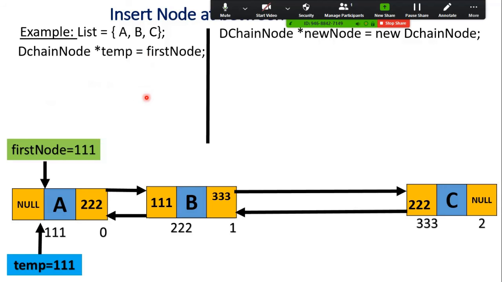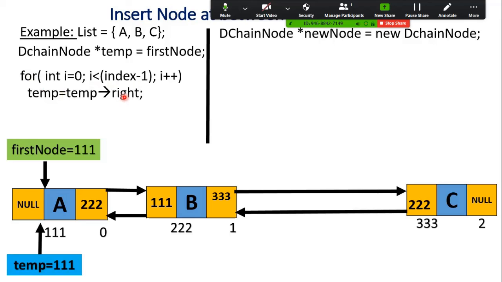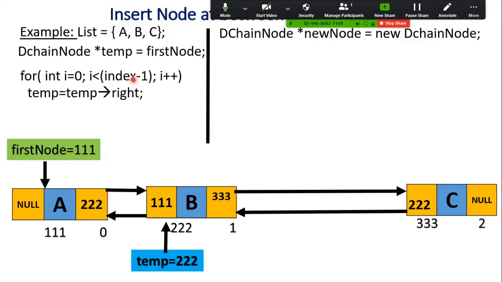So temp equals temp of right. So what is the temp of right? Now it is fixed. Now i becomes 1, i is incremented. Is 1 less than 1? The condition is false. It means that temp is fixed to the B node.